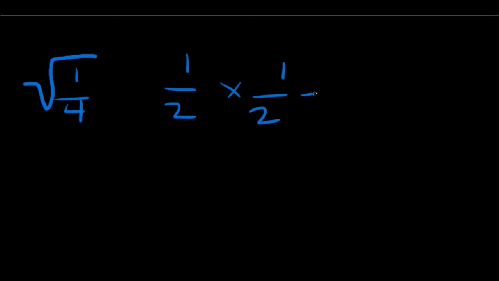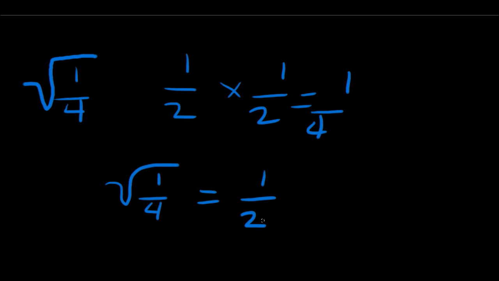Okay, now we're going to find the square root of a fraction. Here we have the square root of 1 over 4. So you want to think what number times itself is going to equal 1/4. When you think about it, you know that 1/2 times 1/2 equals 1/4. So based on that knowledge, you know that the square root of 1 over 4 is going to equal 1/2, because 1/2 times 1/2 equals 1/4.